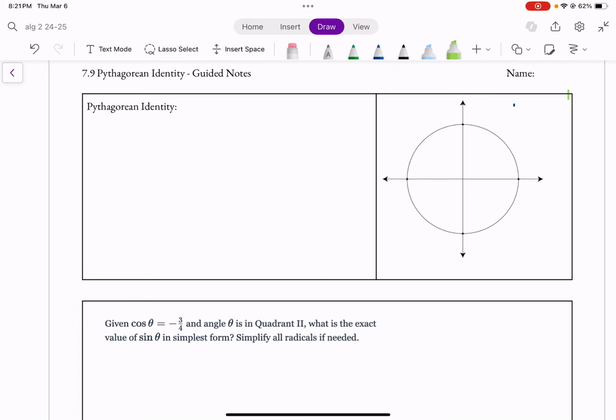Okay, so this is 7.9 Pythagorean identity. And now that we have gotten comfortable with the unit circle, we can introduce this identity, which is basically just something that is true, an equation that is true. And the identity that we're going to be talking about today is something called the Pythagorean identity.